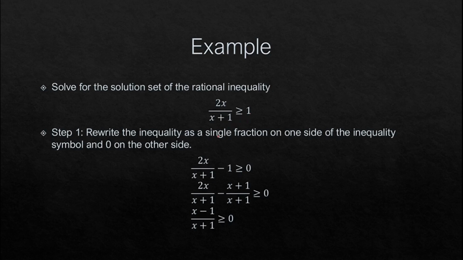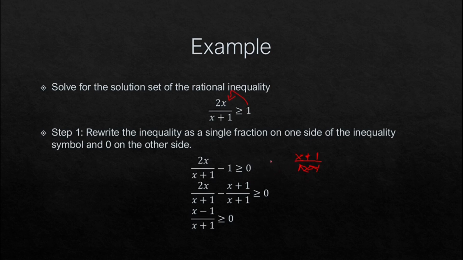Step 1, i-move ang 1 papunta sa left side. So, dito transposition natin. Kaya naging 2x divided by x plus 1 minus 1. Next. Para we can make the left side into a single fraction, we're going to convert 1 into x plus 1 all over x plus 1. Nangyari. Basta x plus 1 over x plus 1.